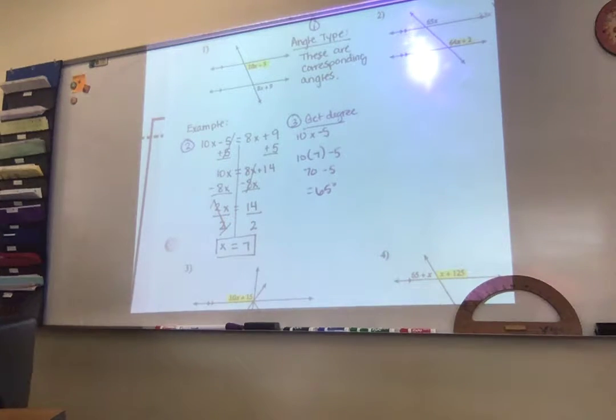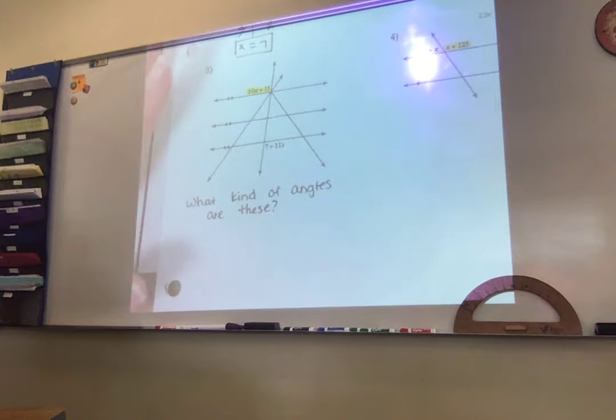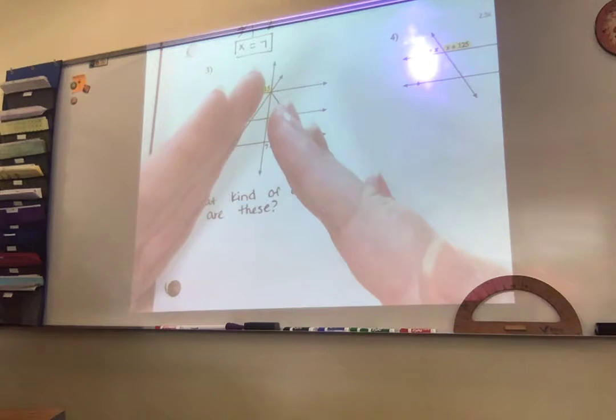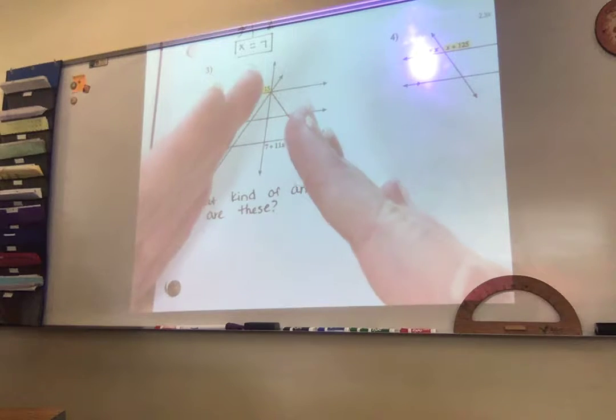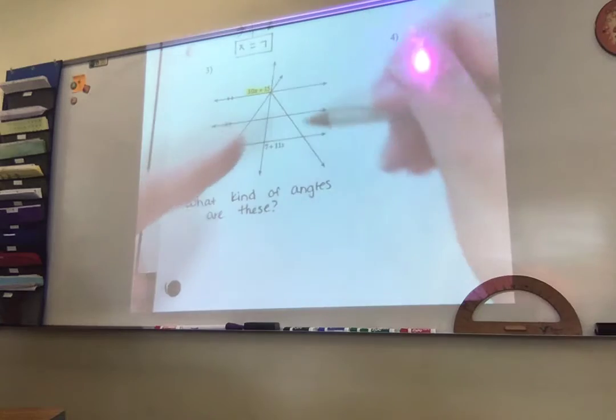Alright, so let's go down to number 3. I have to answer the question, what kind of angles are these? Are some of these lines unnecessary? Yes. The 2 triangle diagonal lines don't really impact my angles. We don't need those lines in this diagram.